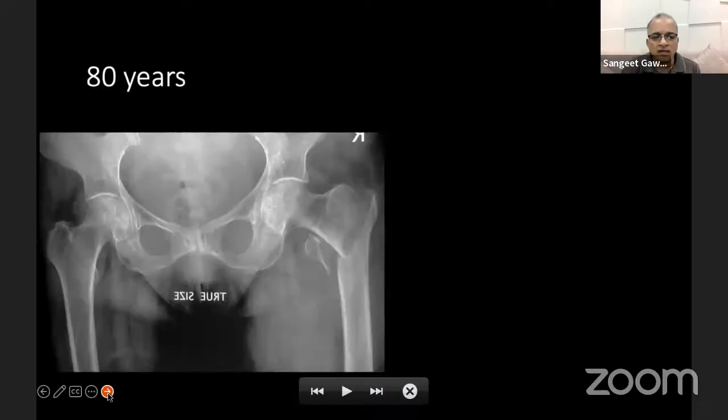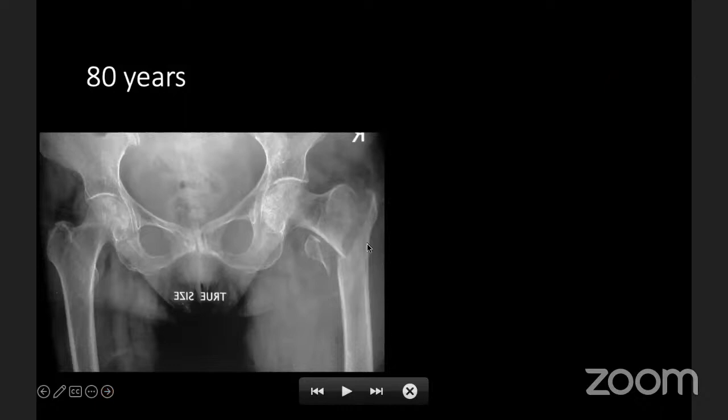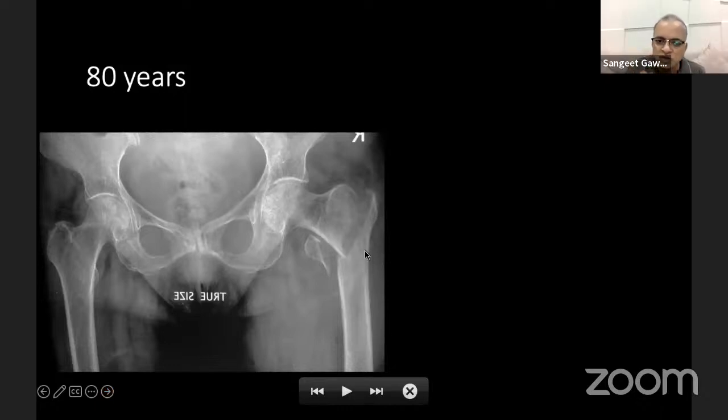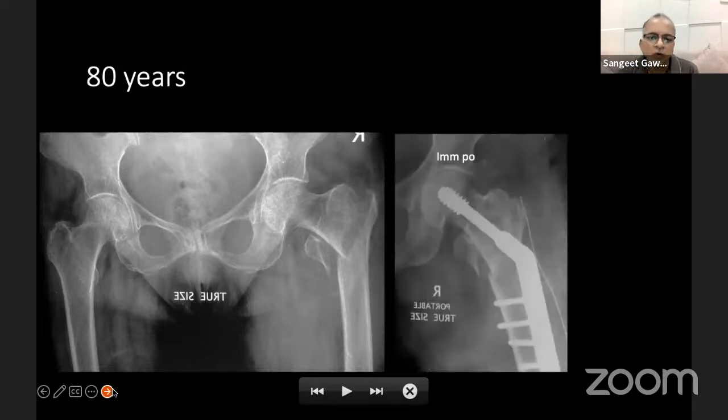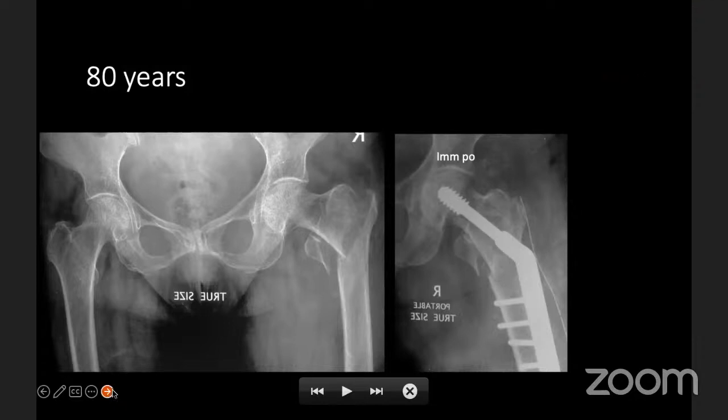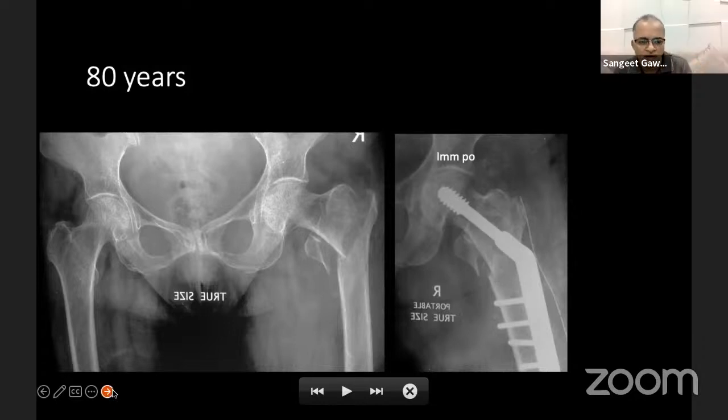Now, another case, this is an 80-year-old female, again osteoporotic. The lateral wall is again very thin, and during the reamer or passing the screw, it is very likely to break. And this is how it was fixed. Again, see the reduction. The lesser trochanter is not giving support posteromedially. The reduction, there is already a collapse because of the implant used. And we all now can predict that in this lady, this is going to fail.